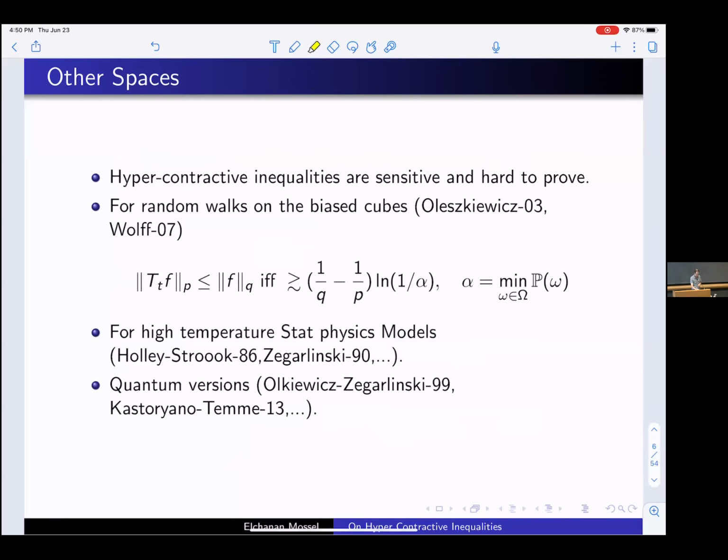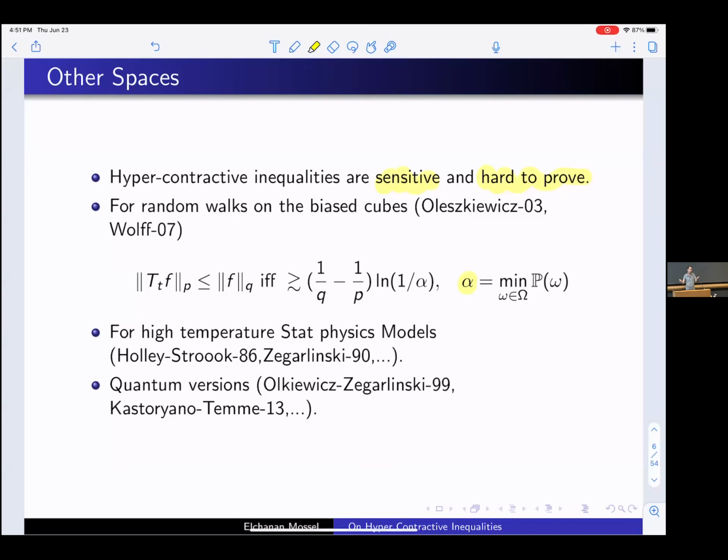So they're sensitive, and they're somewhat hard to prove. I'll give you an example to show in what sense they're sensitive. Before, I looked at my random walk, where whenever I take a move, I toss a coin and decide according to this coin if the coordinate that I'm changing is going to be 0 or 1. Now you can do the same thing where the coin has probability alpha. So with probability alpha, I'm going to get 1, and with probability 1 minus alpha, I'm going to get 0.